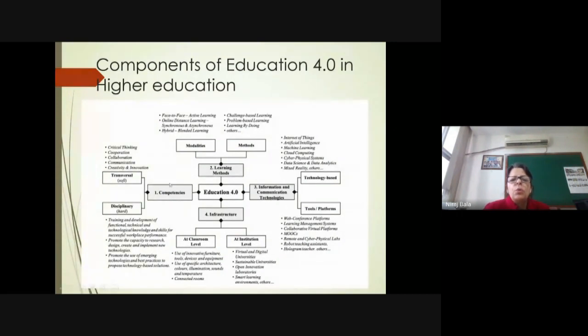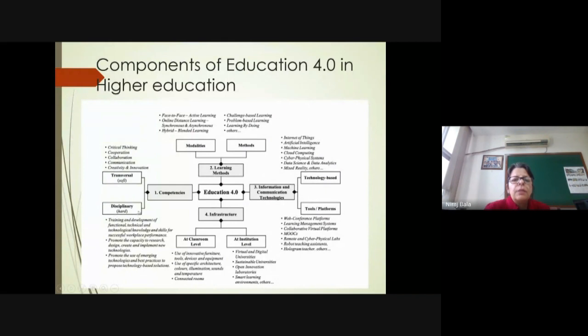Now, if we go to the competencies, in the previous slide I talked about soft and hard competencies. So what are the soft and hard competencies which are part of education 4.0? Participants, if you see here, the soft competencies include critical thinking, cooperation, collaboration, communication, creativity, and innovation. And you all will agree that our teaching system today should be such that these components are there in the education system.